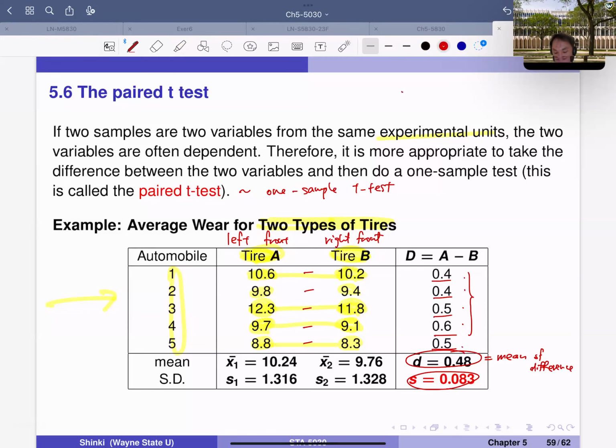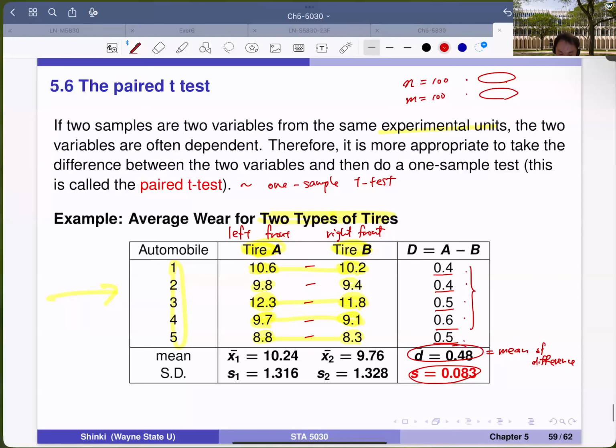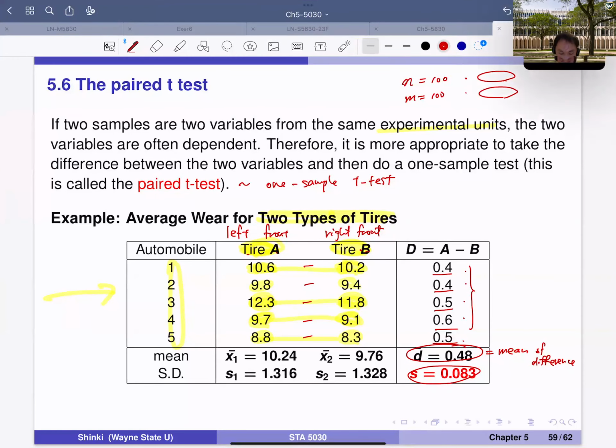But actually not. So even if n is equal to 100 and m is equal to 100 and we have two groups, still these two groups may be just independent. Maybe we are comparing the test scores for 100 students in the United States and the 100 students in Germany. So those two groups of 100 observations are entirely independent. In such a case, we do two sample t-test. But like in this case, we have the two variables, but these are on the same experimental unit.